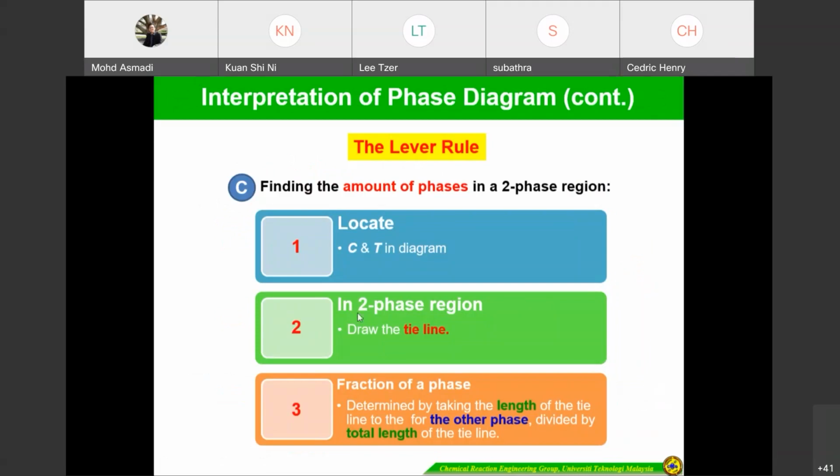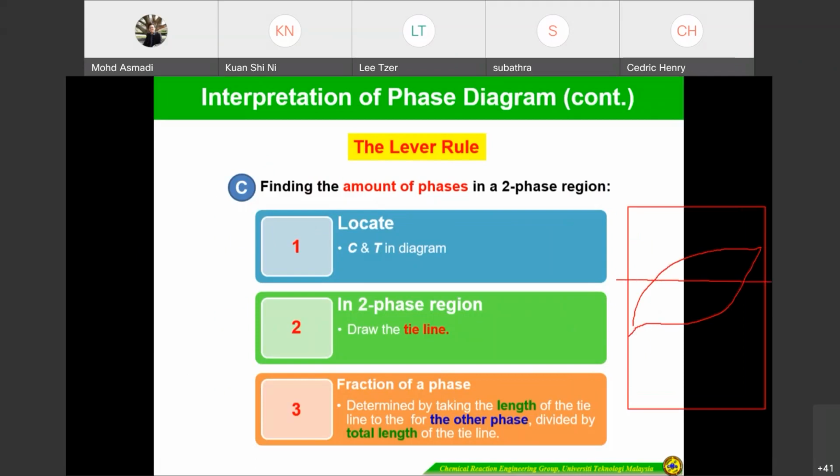what's the meaning of the number 3, right? Since you already drew the tie line, actually, you have the phase diagram. Just draw. So you draw the tie line from here and also from here. So for example, if you want to determine the composition of the solid, the fractions.